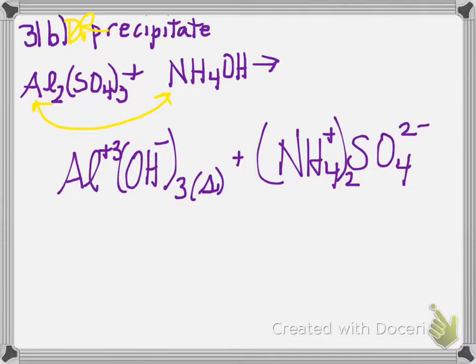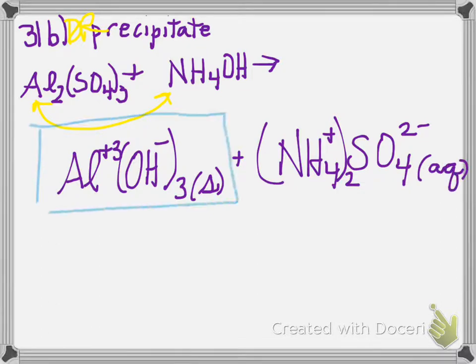I want to confirm that my other one is aqueous. So I'm looking at rule number 3. Sulfate salts are soluble, and ammonium isn't listed as an exception. So again, my precipitate for this one is aluminum hydroxide. Again, you can write its formula so long as you write its formula correctly, or you can write its name, which is aluminum hydroxide. I don't care which way you identify it.